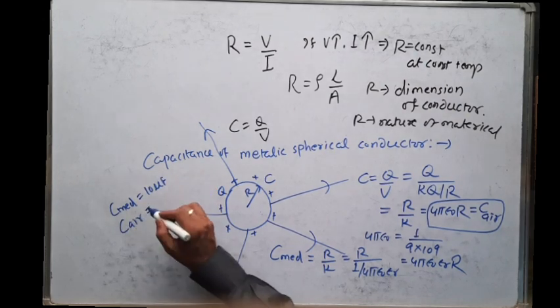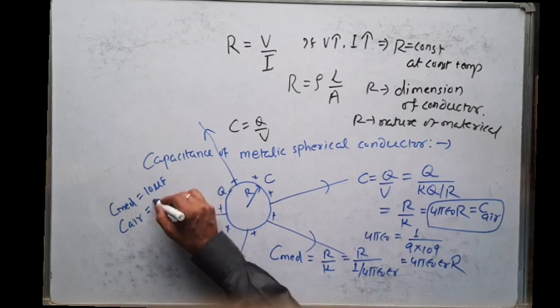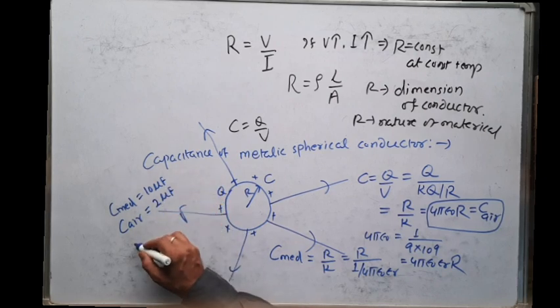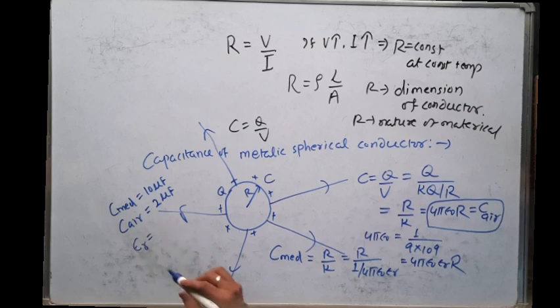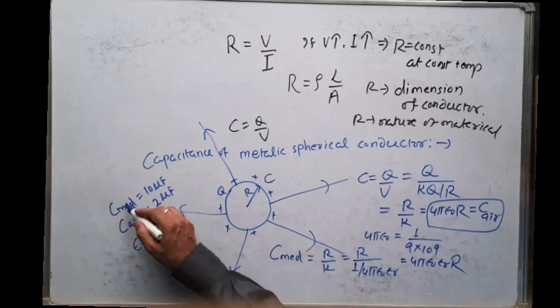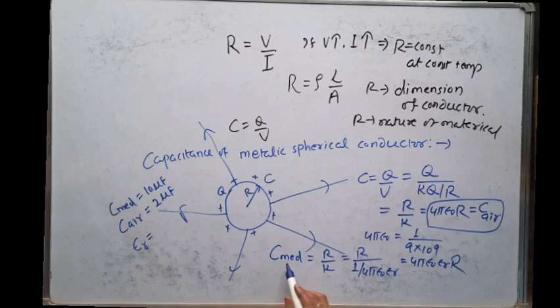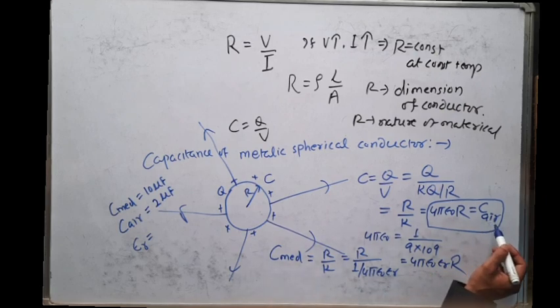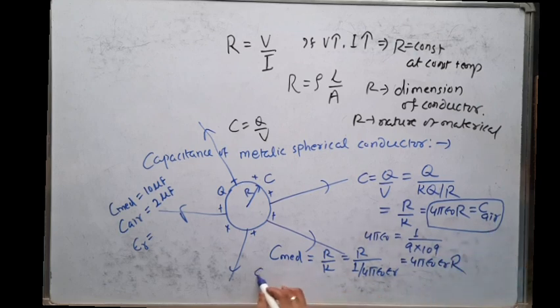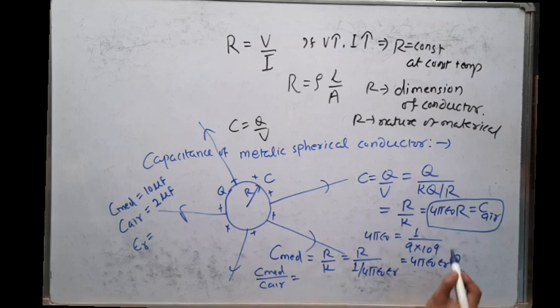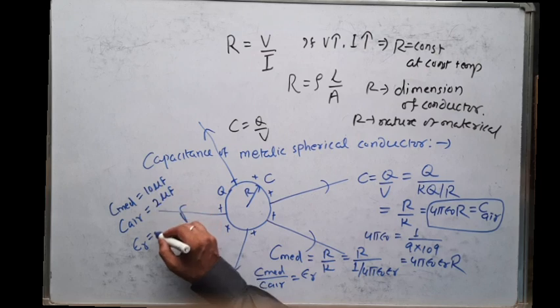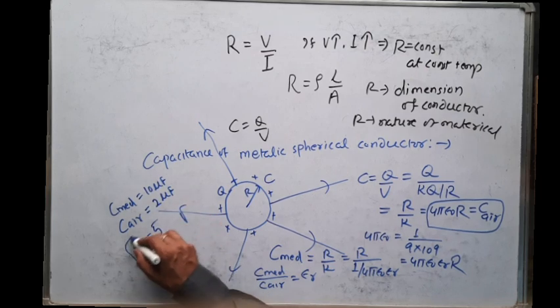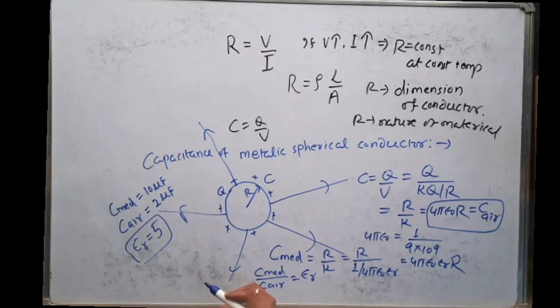and the capacitance of the same spherical conductor in air is given as 2 microfarad, then what is the dielectric constant or relative permittivity of that medium? If we divide capacitance in medium by capacitance in air, you will get epsilon r. So here epsilon r is equal to 10 by 2, that is 5. And relative permittivity has no unit.